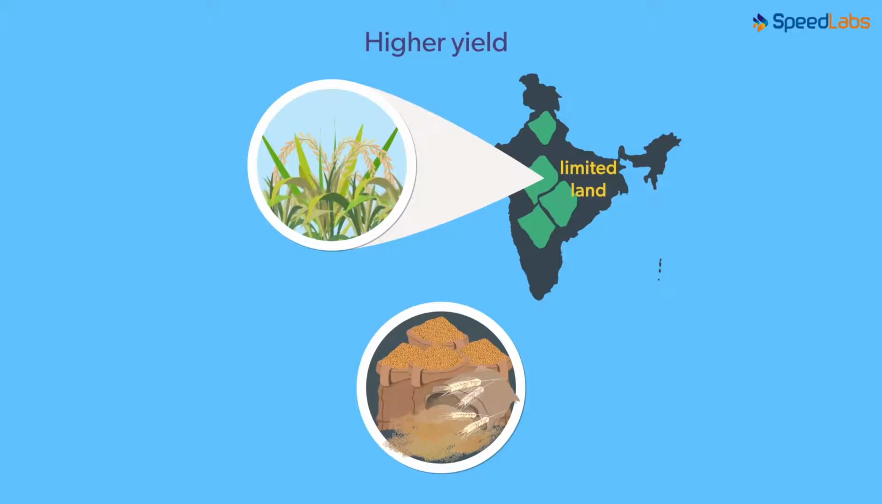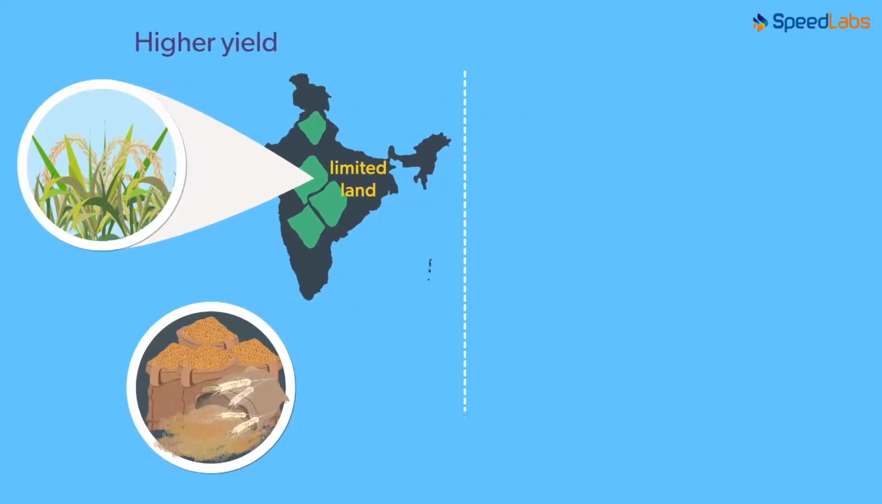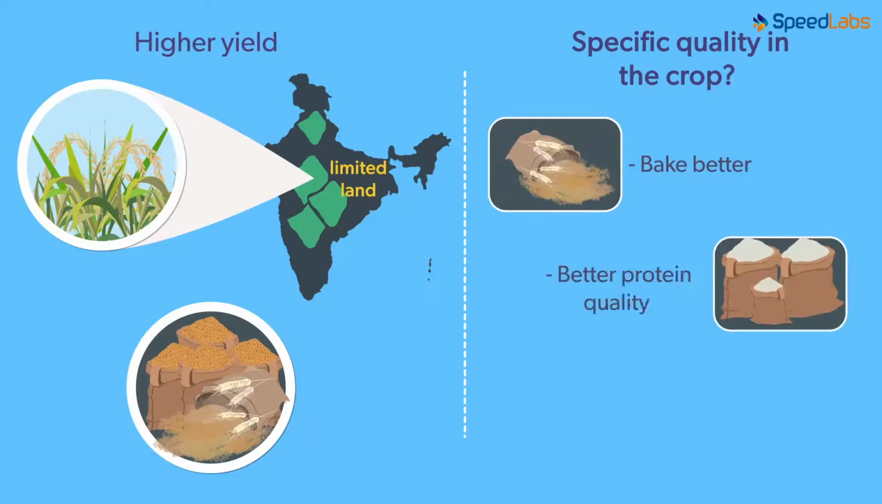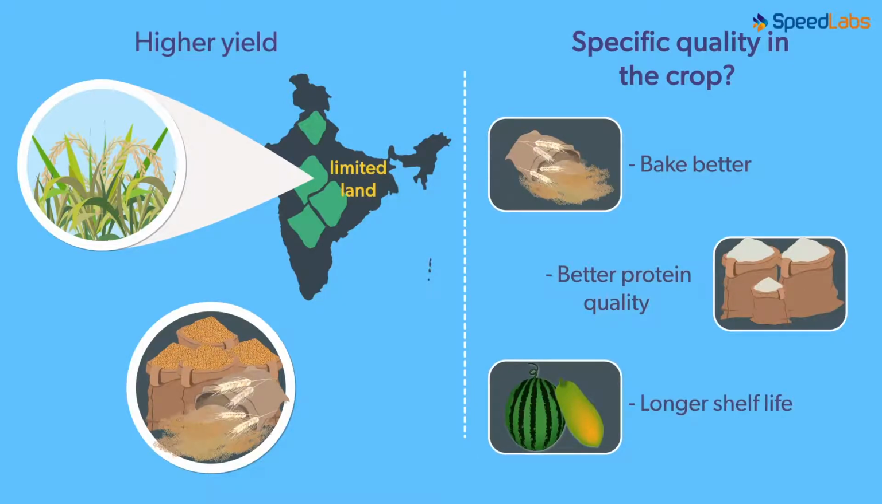We then say that the yield of that particular crop per hectare has increased. In simple words, an area which produced 10 sacks of wheat grains would now produce 20 in the very same area. What could be the second area of improvement? Could it be the improvement of a specific quality in the crop? For example, some types of wheat bake better while some pulses have a better protein quality. Have you ever observed that some fruits have a longer shelf life over some others? Well, this is the outcome of improvement in crop quality.